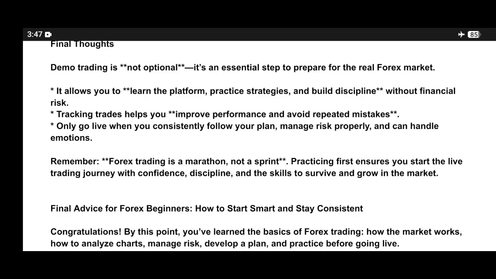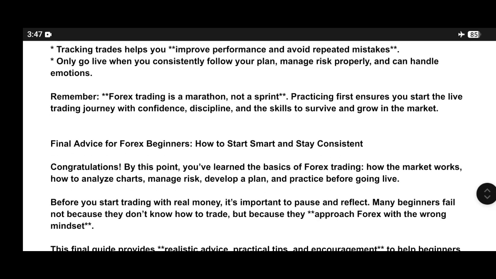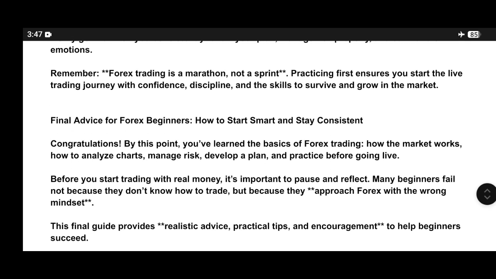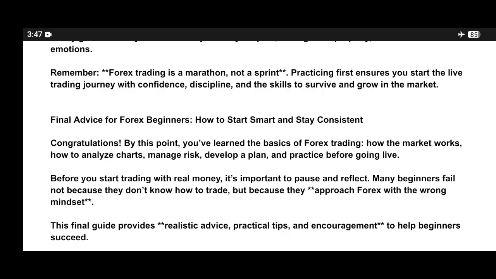Practice first. Practicing first ensures you start the live trading journey with confidence, discipline, and skill to survive and grow in the market. Here is my advice for forex beginners: how to start smart and stay consistent.